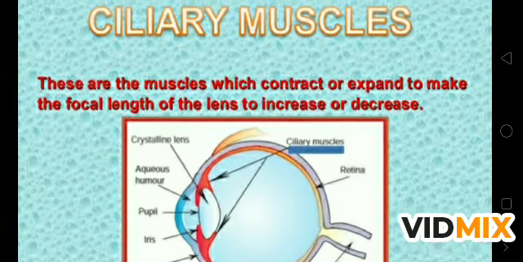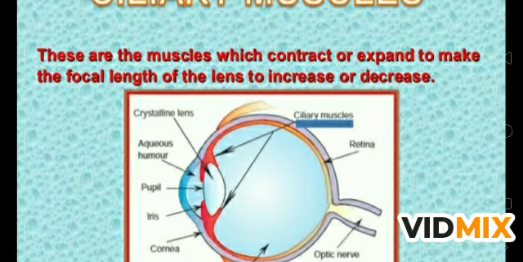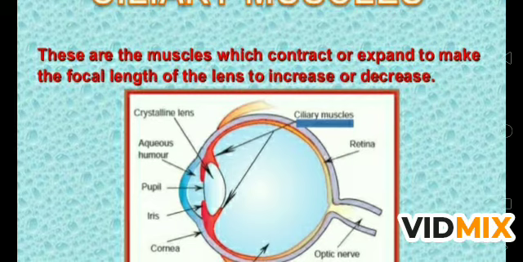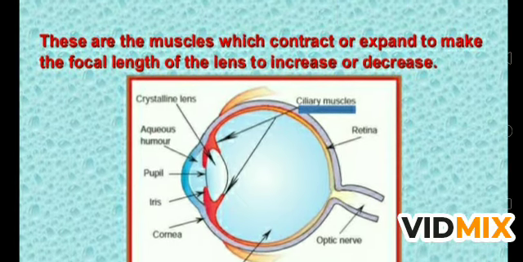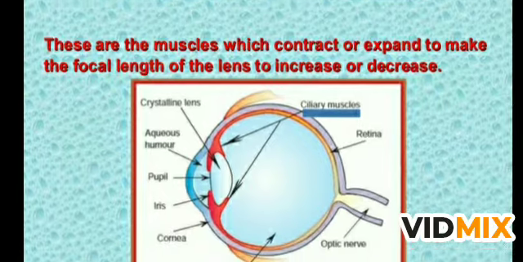Next is ciliary muscles. Ciliary muscles, if you see in this diagram, are shown with a red color, and underlined by the blue line. These are the muscles which contract or expand to make the focal length of the lens increase or decrease. With the help of ciliary muscles, the thickness or thinness of the lens changes, and due to this the focal length of the lens changes, and we can see far objects as well as nearby objects with the help of this accommodation. So this is the part of the human eye, ciliary muscle, which adjusts the focal length of the eye lens.